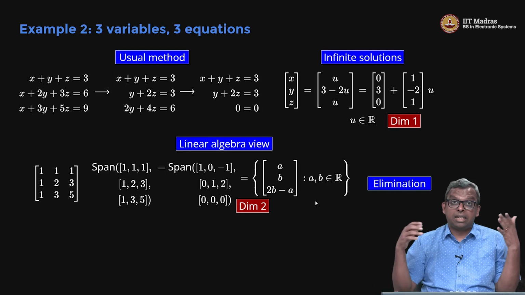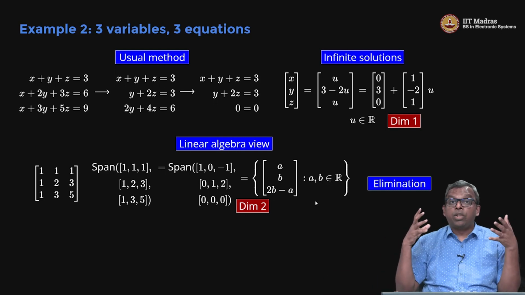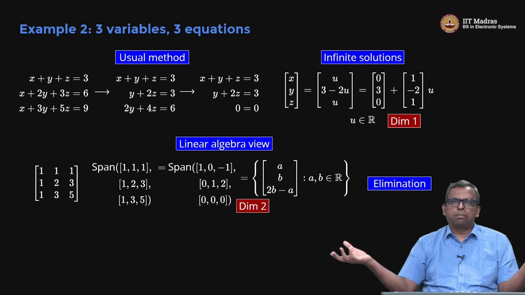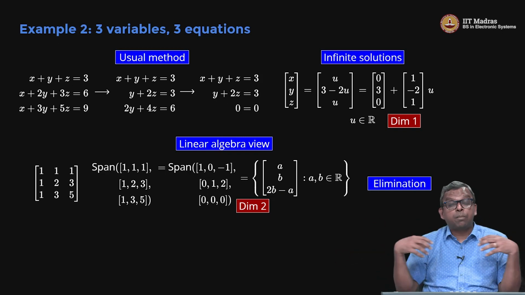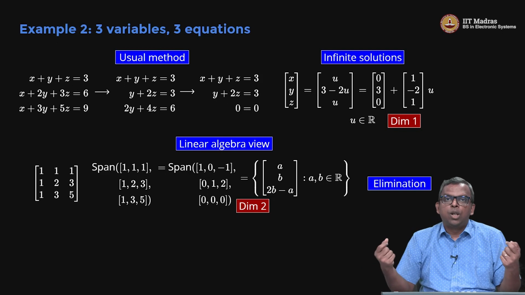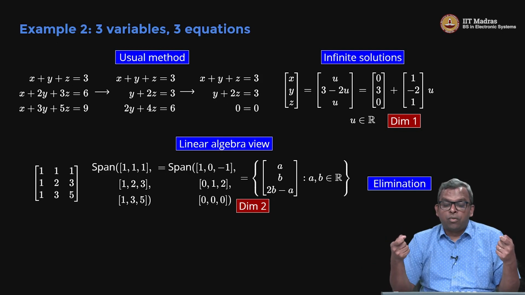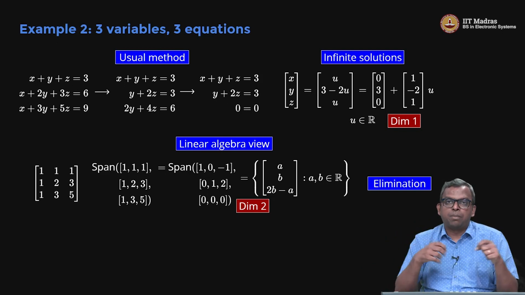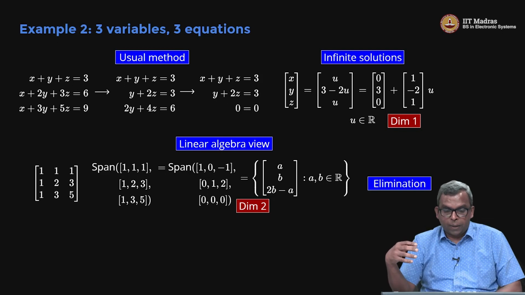So remember, previously in the last example, we got the span to be the entire R3. Now the span is not the entire R3. So there are some elements which do not belong to the span. The span does not cover the entire R3.